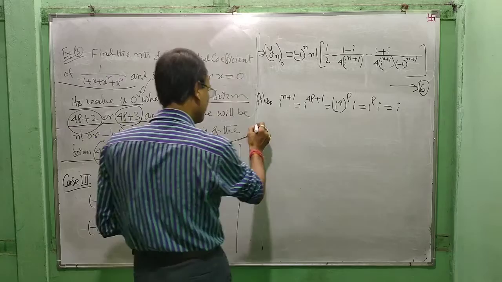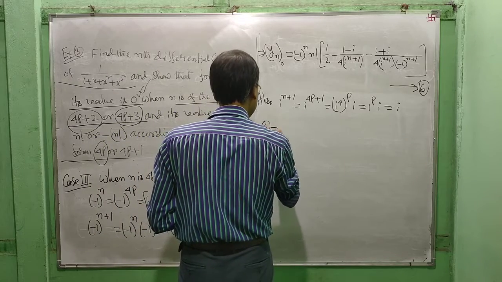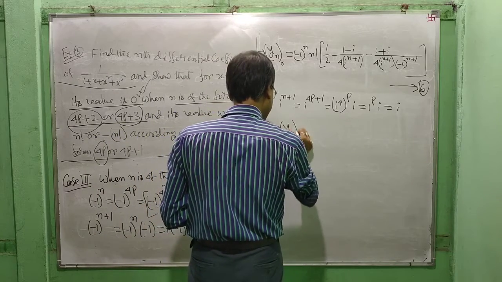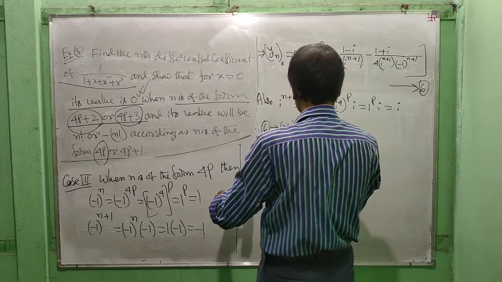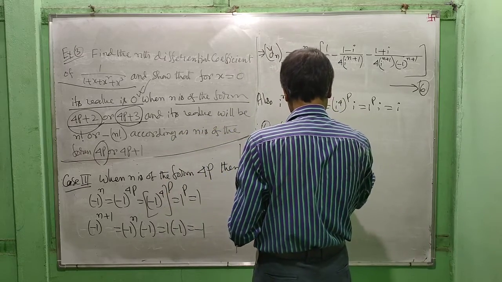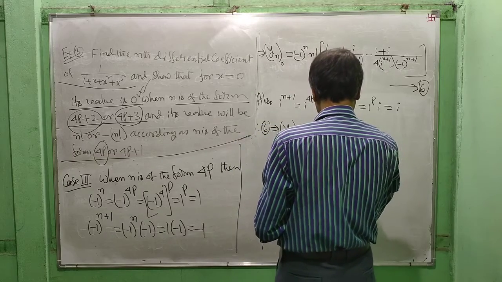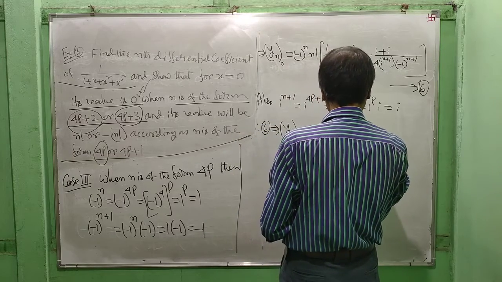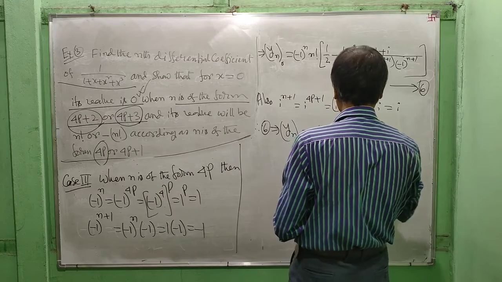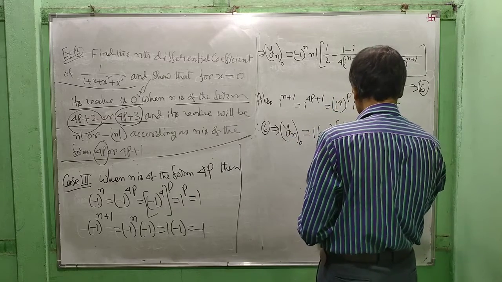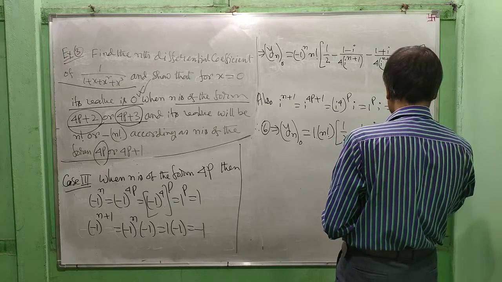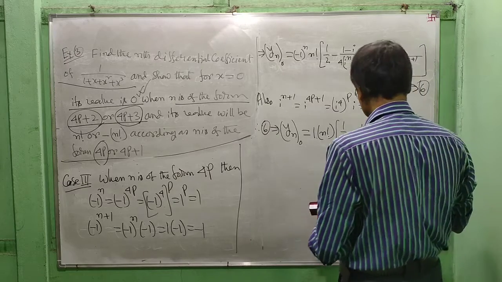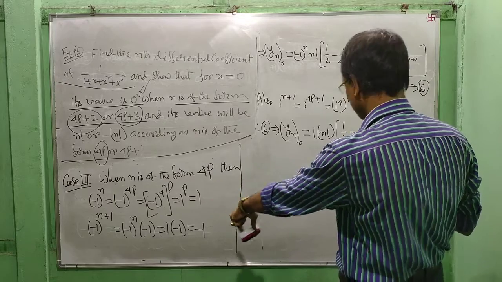Therefore, from 6 we get y_n(0) equal to (minus 1) to the power n, factorial n, times 1 by 2 minus (1 minus i) divided by 4 into i, minus (1 plus i) divided by 4 into i. Also minus 1 to the power n plus 1 is equal to minus 1.